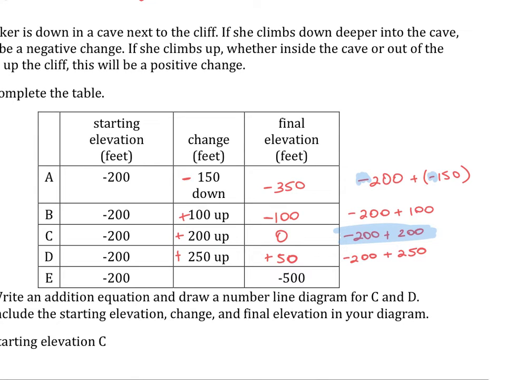Now the last one, notice that we don't know what her change in elevation is. We just know her final elevation was negative 500. So I know I'm going to do negative 200 plus some unknown number, and that equals negative 500. So when I'm reasoning this out, I know she ended lower than what she started. So that means she didn't go up. She must have gone down. So if she started at negative 200, she had to go down an additional 300 feet. So for that one, I would say 300 down.